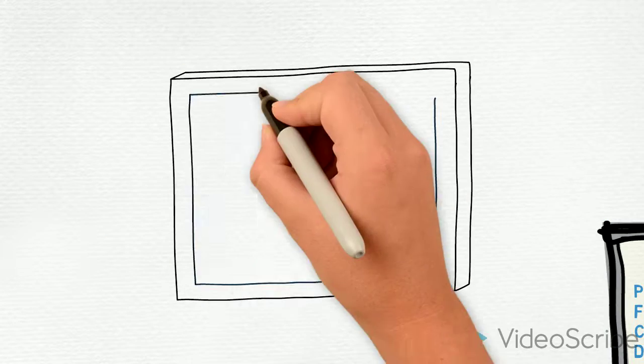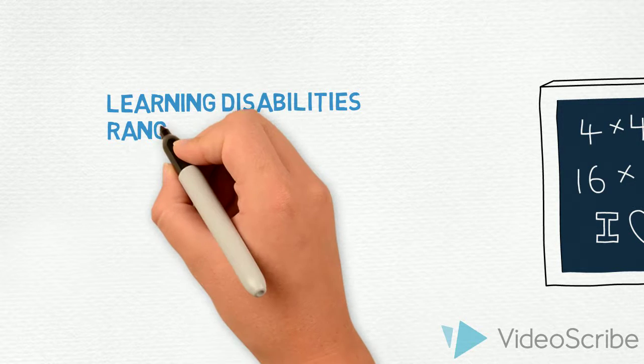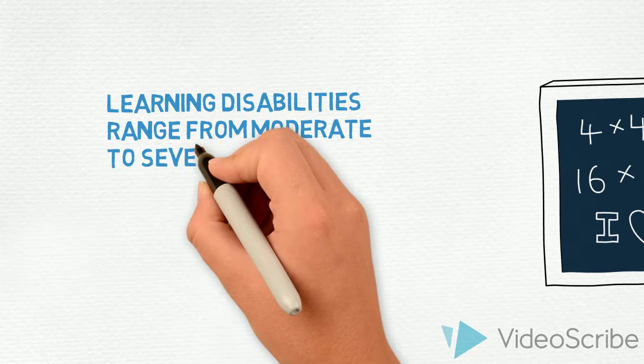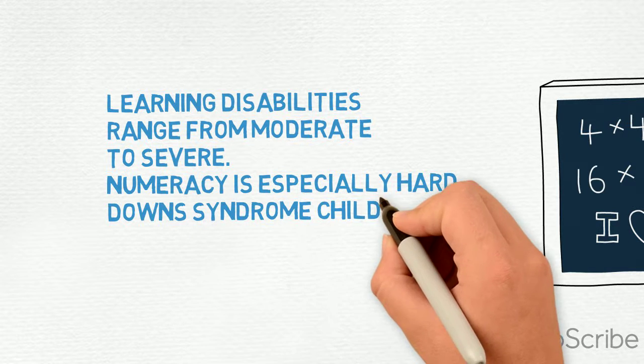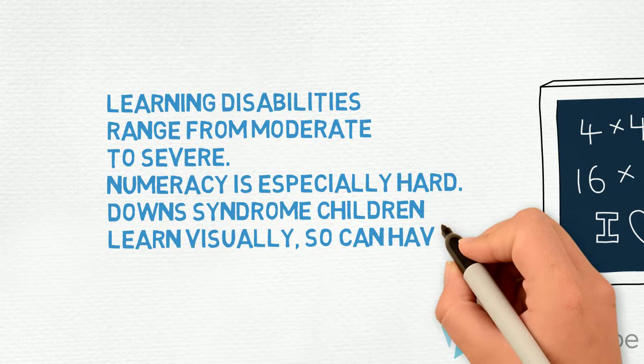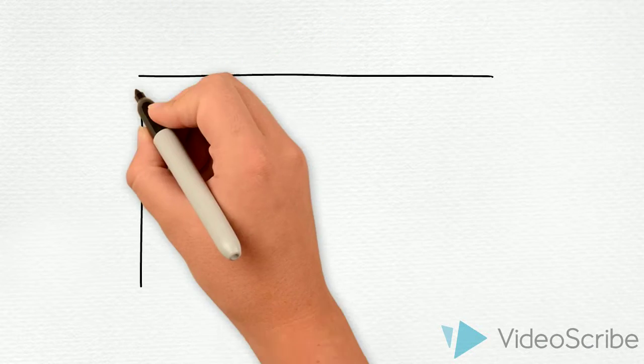Learning disabilities. Learning disabilities can range from moderate to severe. Children with Down syndrome find numeracy especially hard, although as they are visual learners, they can have a good reading ability.